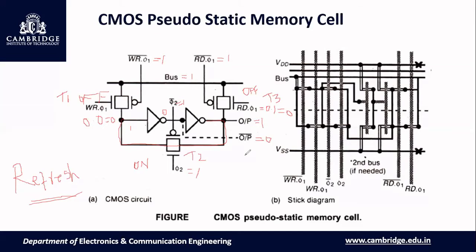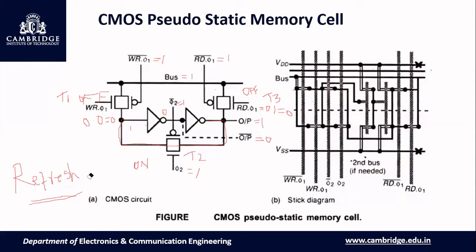If there is any charge decay in the output, that will be refreshed. If it becomes less than 5 volts, it will be recharged to 5 volts. Right? If you connect two inverters back to back, your data will be retained. Understood? Right, this is about refreshing.